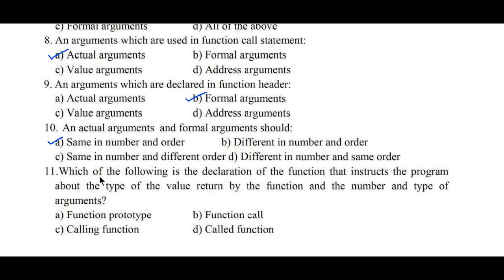Question number 11, which of the following is the declaration of the function that instructs the program about the type of the value returned by the function and the number and type of arguments? Here options are A, function prototype. B, function call. C, calling function. D, called function. Here the right answer is function prototype.